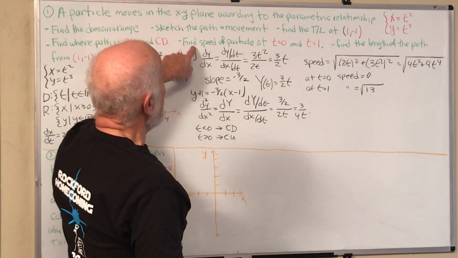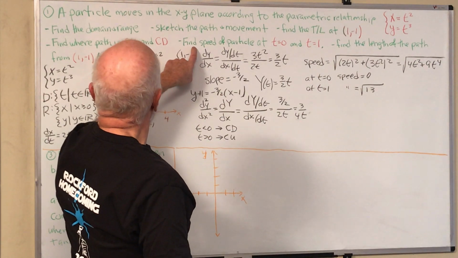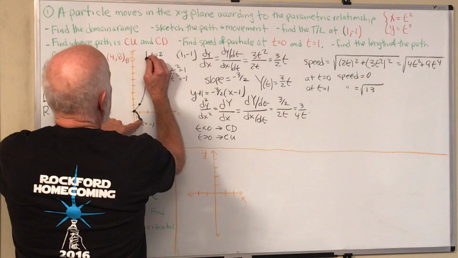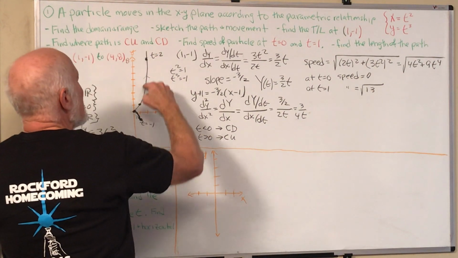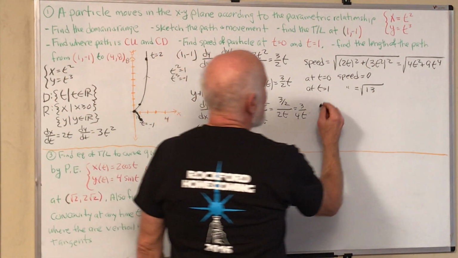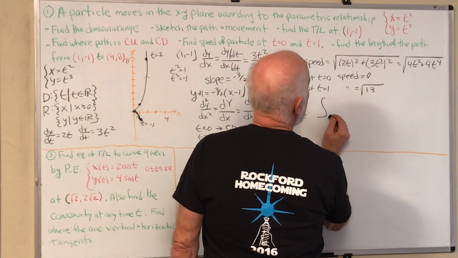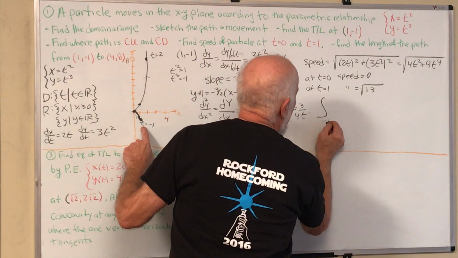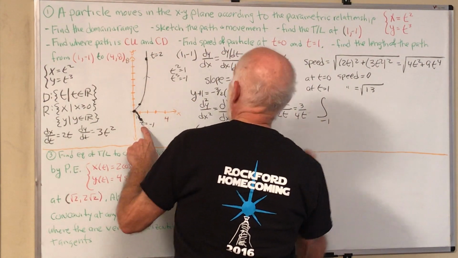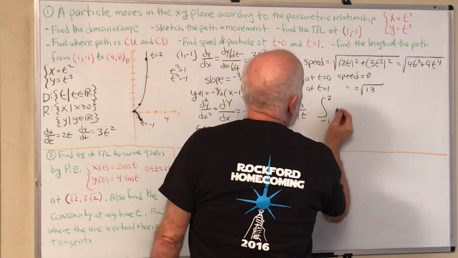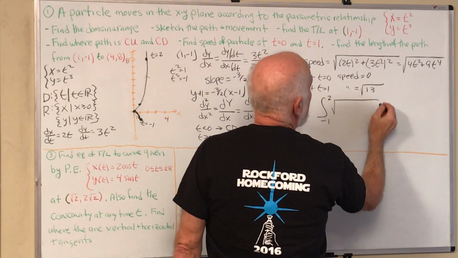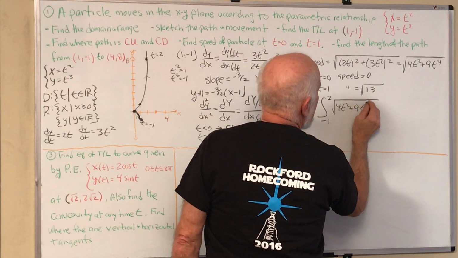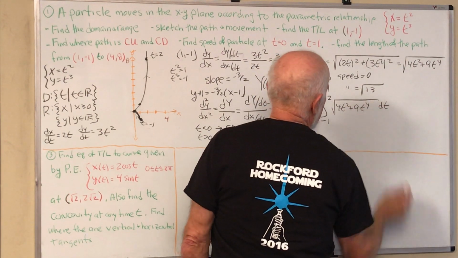So, what's the last thing we have to do? Find the length of the particle from this time to this time. So from this point to this point, what's the total length of that? Well, here we have to go the integral from one time to the other time. We already said that's at time -1, and the other time is at time 2, and the speed is the square root of 4t squared plus 9t to the 4th dt.